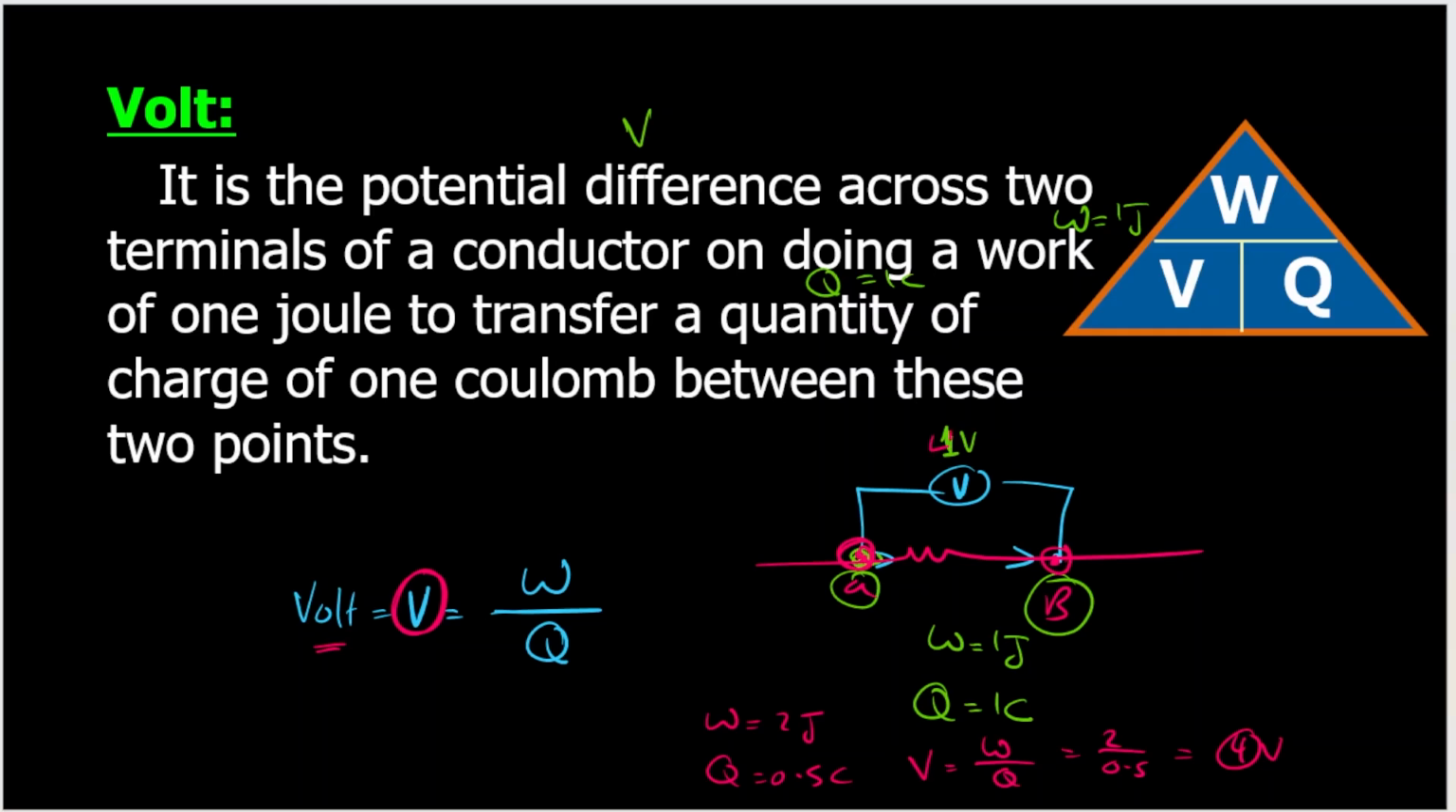For example, if this is 4 volts and this is 0, the difference is 4. But what if this is 10 and this is 14? What if this is -2 and this is 2? The difference will be 4. So the potential of this one will be higher than the potential of this one by the reading of the voltmeter, which is the potential difference.